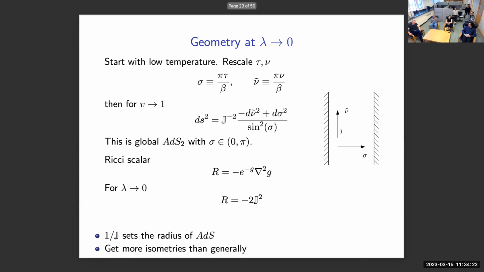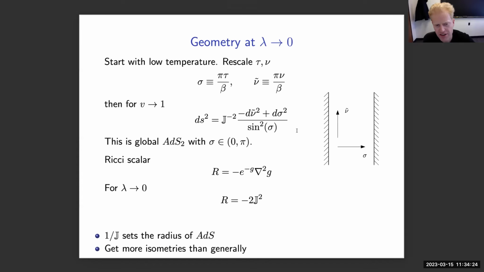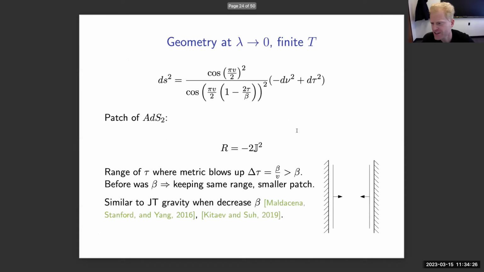That's for V goes to 1. Now let's discuss any V. So what about any V? For any V, this cosine doesn't simplify to sine, but still, this was the e to the g that we wrote. If we calculate the same Ricci scalar, we get that it's still minus 2j squared.